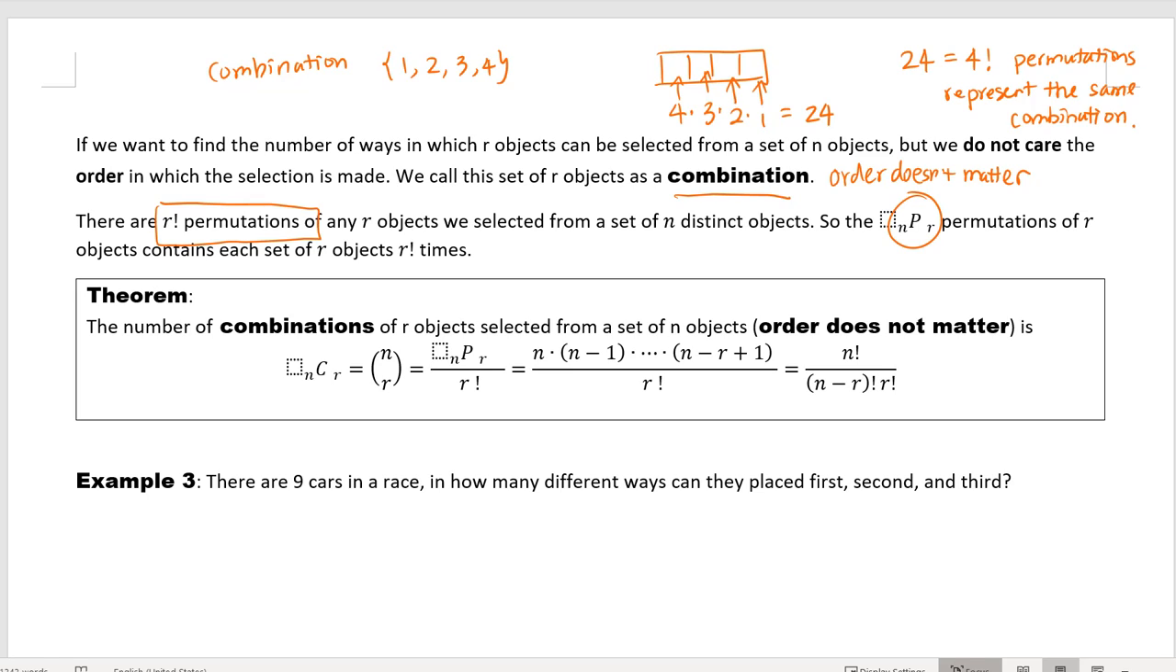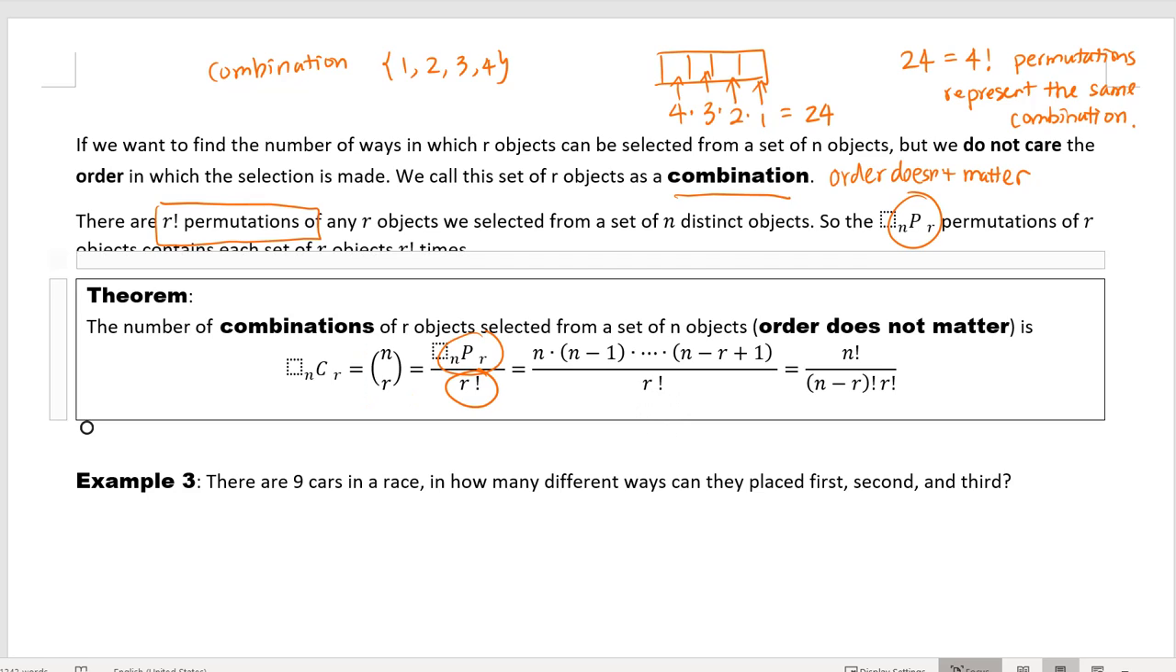So because we have R objects, we have R factorial permutations representing the same combination. That's why the number of combinations of R objects selected from a set of n objects, where order does not matter, equals n choose R. This is another notation: parentheses, n choose R. Notice, don't put the line here. The line means a fraction, and this is not a fraction. Some of my previous students draw the horizontal line there. So this notation, don't put a line there.